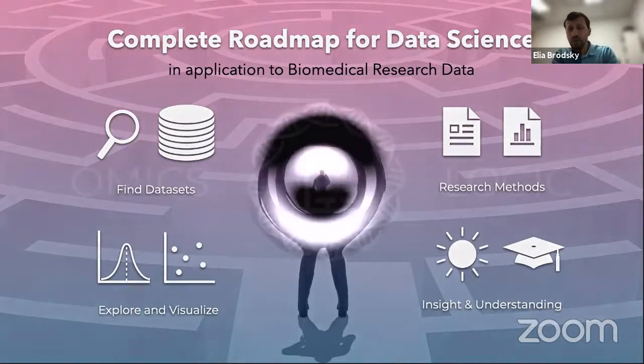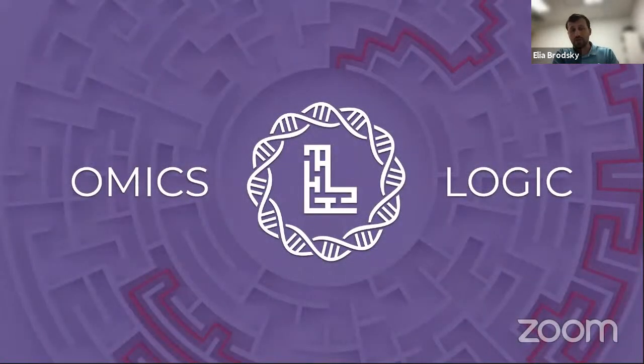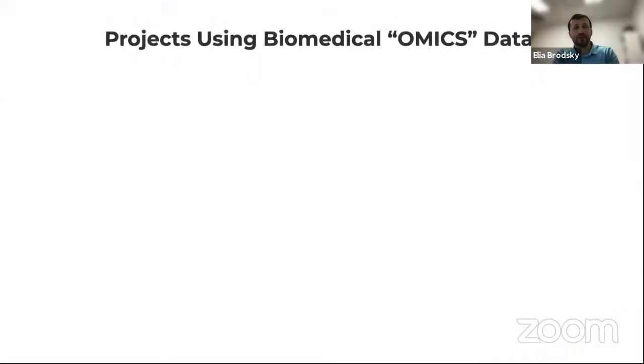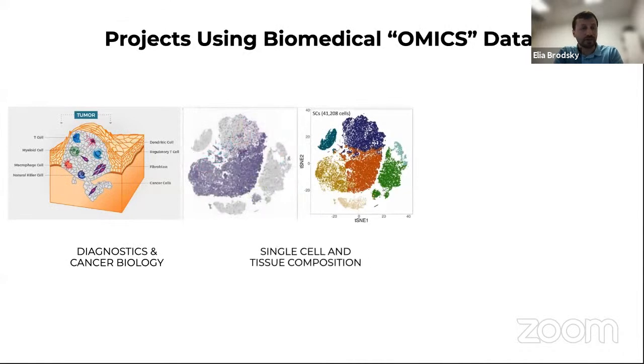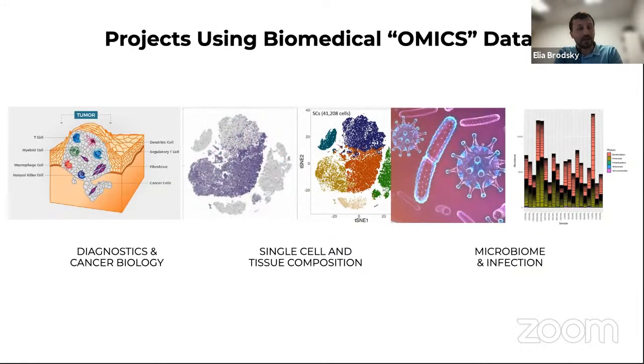understanding. So we call this program Omicslogic because really it combines the omics data and the practical skills with a logical approach. And it guides you from A to B, from knowing about all of these terms and wanting to apply them to actually understanding how to apply them and then demonstrating what you have learned. So we'll take several different types of projects using biomedical omics data, from diagnostics in cancer biology, single cell and tissue composition, microbiome and infection.